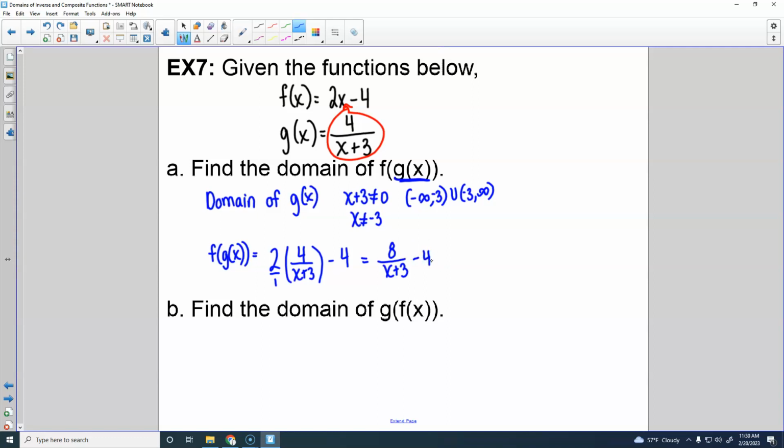We do not have any square roots. We do not have any logs. We do still have a denominator right here. But that denominator is the same as our denominator was for g, right? So we just end up with that same domain as we had for g. So the domain of f of g of x would be x cannot equal negative 3, or we could write it like this, negative infinity to negative 3, or negative 3 to infinity, like that.